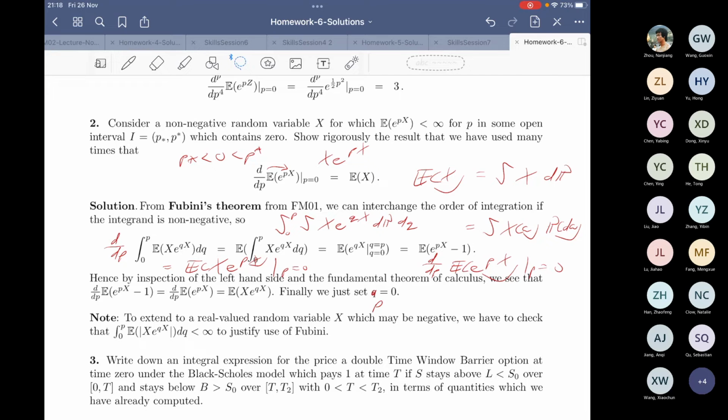But if you want to extend to any real value of p, obviously many times we don't deal with a non-negative random variable. A normal random variable, of course, is not non-negative, i.e. it can go negative. You have to check that it doesn't matter which way round you go, whichever way is convenient, but you have to look at the double integral, take the absolute value of the integrand, and verify that it is less than infinity. If that's true, then you can still justify Fubini.